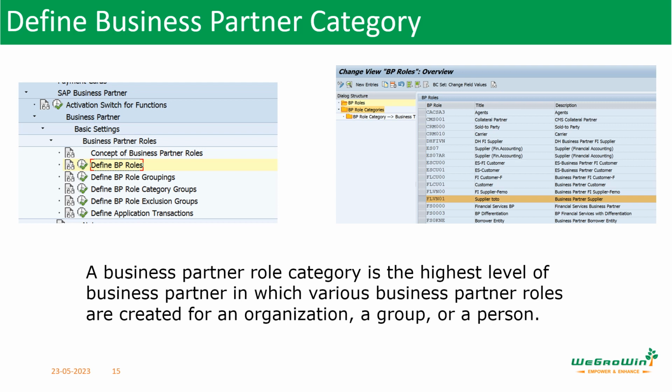Now we may select this FLVN01 in the role category, click on copy as, and create the new business partner role category, which will continue in the next page.